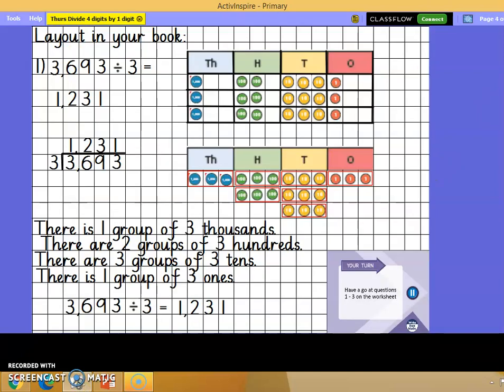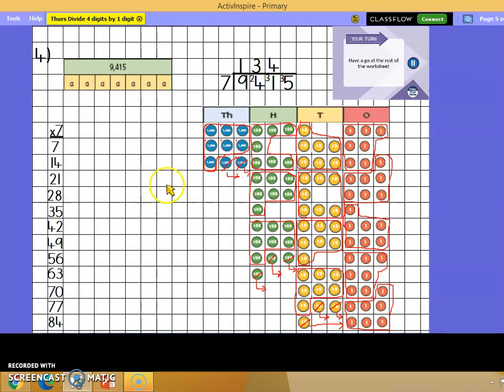You're now going to have a go at the rest of the worksheet, but just let's check that we're laying it out as expected in our book. So you can see here, you can pause the video, you can see here I've written down my 7 times table to help me because there are 1, 2, 3, 4, 5, 6, 7 places. I've used my 7 times table written down to help me see how many times it fits in and how many extra are left. Here's a written method to help you think about it.